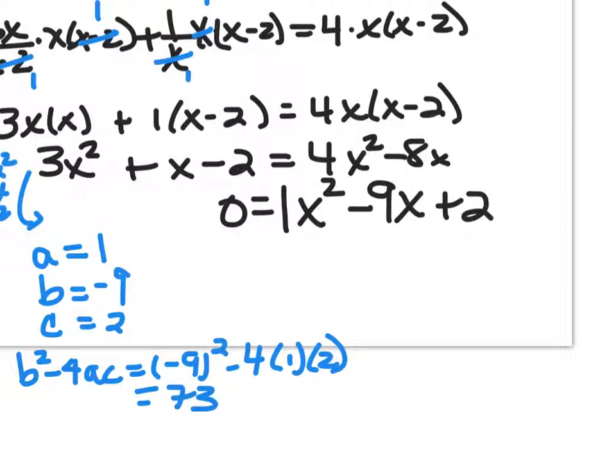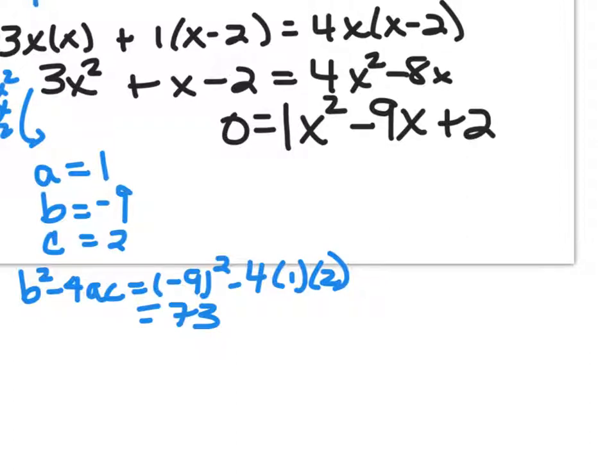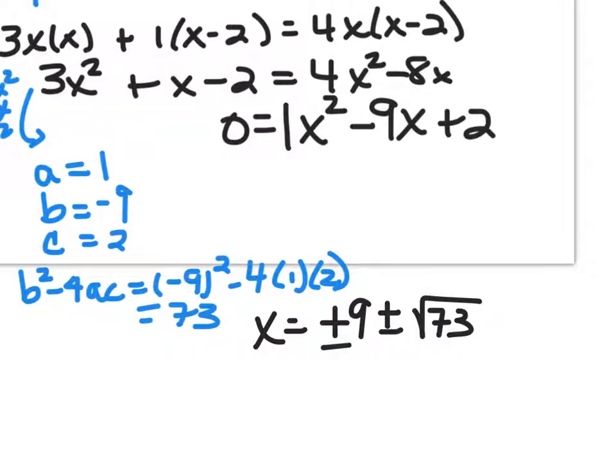So that gives us then x is equal to negative b, so minus a negative 9 is plus 9, plus or minus the square root of b squared minus 4ac, that's 73, all over 2 times a, 2 times 1 is 2. So this is our final solution.